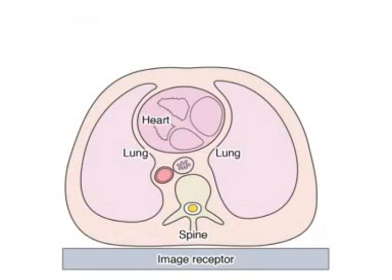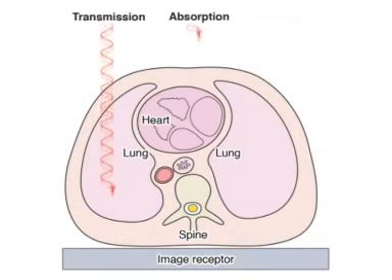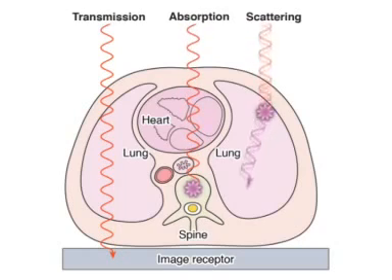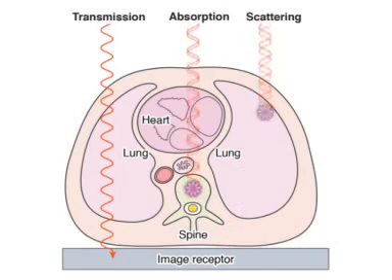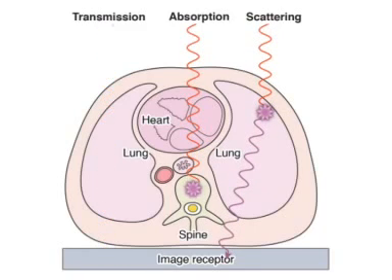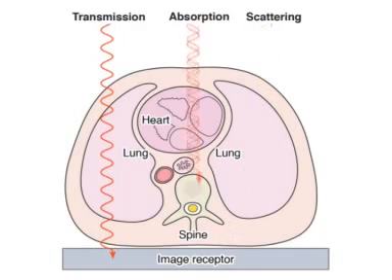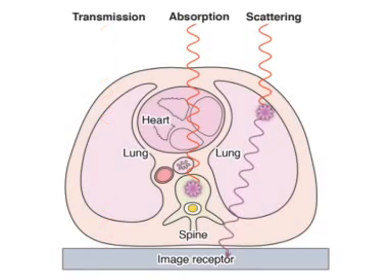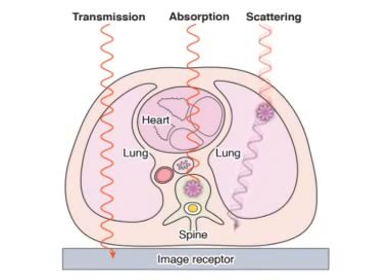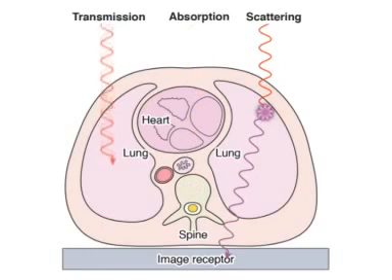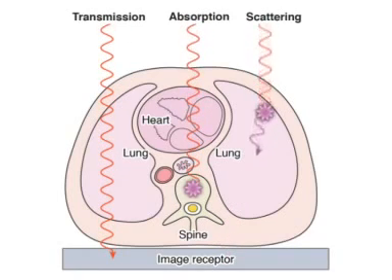The radiographic image is a result of X-ray photons in the primary beam interacting with different atoms in the body before reaching the image receptor. The X-ray photons may be transmitted, absorbed, or scattered in a new direction depending on the energy of the X-ray photon to begin with and the type of tissue the photons encounter.